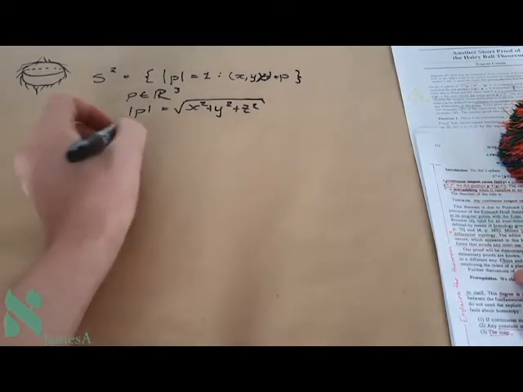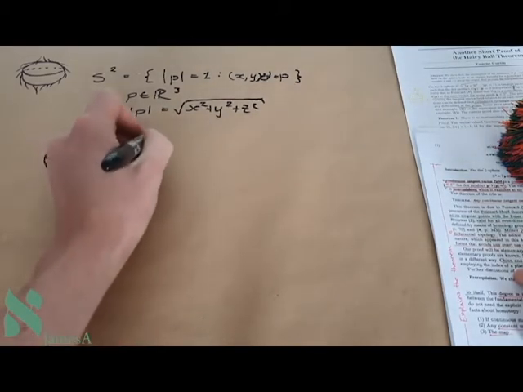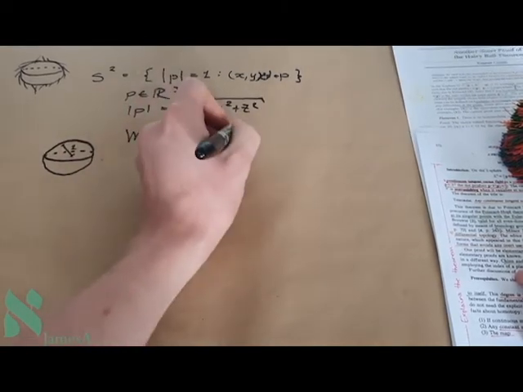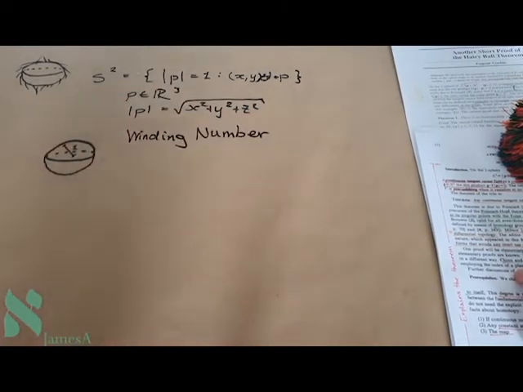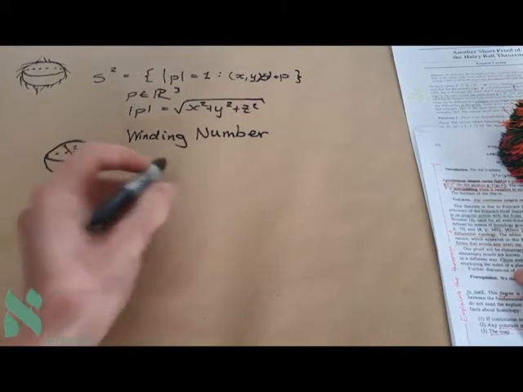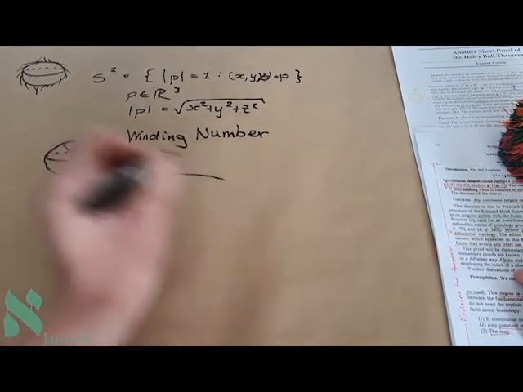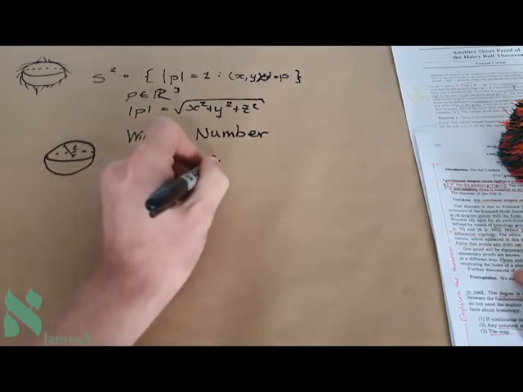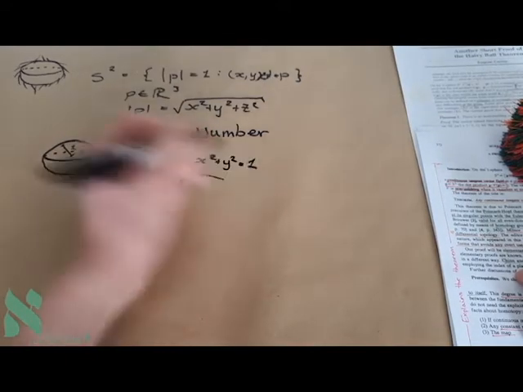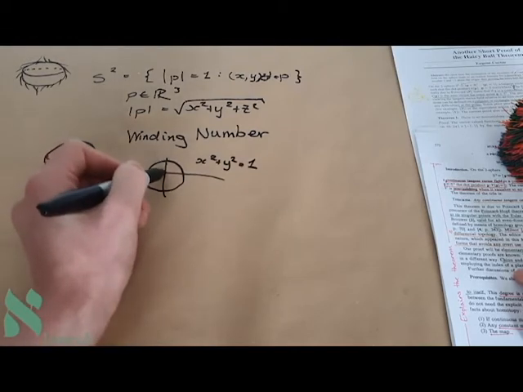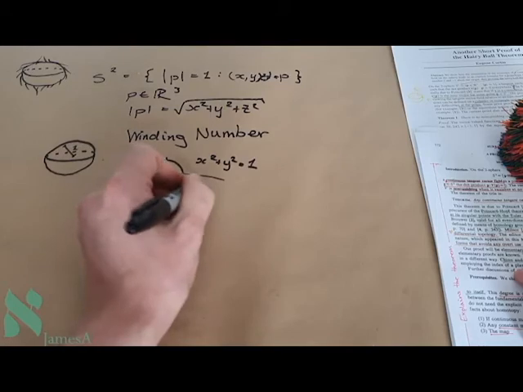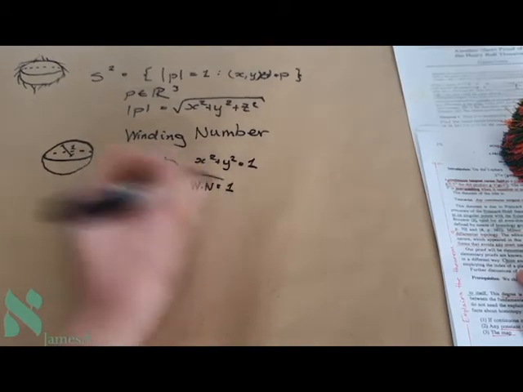What's a winding number? Well, a winding number is a way of denoting how many times a function goes around a certain point. So if we took this function here, x squared plus y squared is 1, the unit circle, we would say around the point 0, 0, it has a winding number of 1.